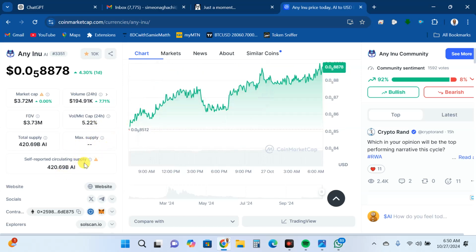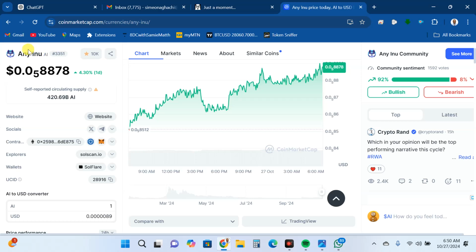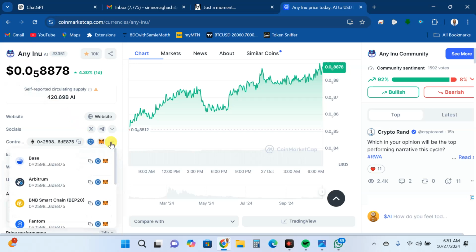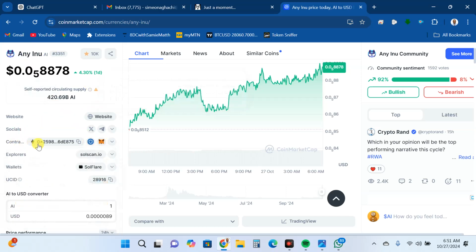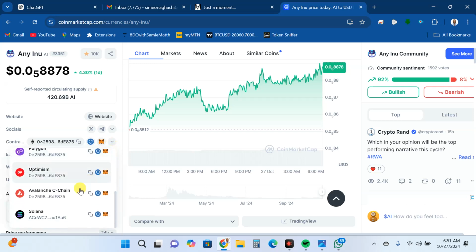How to check the contract address of any token. If I tell you, for instance, go and buy any inu, and I tell you to buy on the Solana blockchain, when you're looking at this, you already see that this is the Ethereum logo, so this is the Ethereum contract. You are not going to copy this Ethereum contract to buy. You are going to have to click this and scroll down until you see the Solana blockchain. This is Solana's logo, this is the name, so this is a Solana contract. You now come here, click here and copy it.